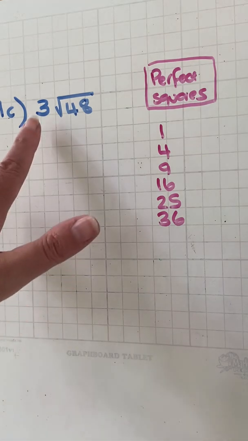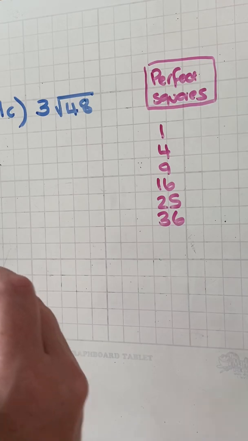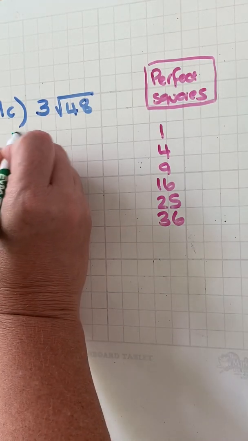For now, I'm going to just ignore that 3 in the front, and I'm going to really just focus on the square root of 48. But at the end, I'm going to multiply whatever I get by that 3 that's in the front. So again, you're going to look for some factors of 48. You want to look at your perfect squares and pick the largest perfect square that divides evenly into 48.